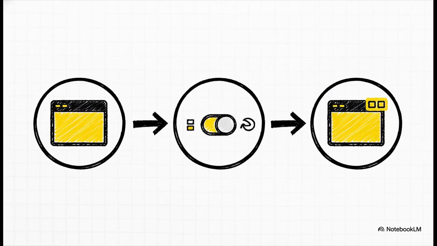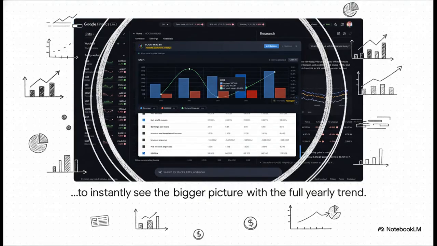Now, what if you want to see the bigger, long-term annual trend? Here's what you do. You don't close the tool. You just hit minimize, you switch the view on Google Finance from quarterly to annual, and then you hit restore on the chart panel. And boom, just like that, the chart automatically refreshes with the new annual data. So now you're looking at the bigger picture, the full yearly perspective, and it only took a few seconds. It's a really slick workflow once you get the hang of it.